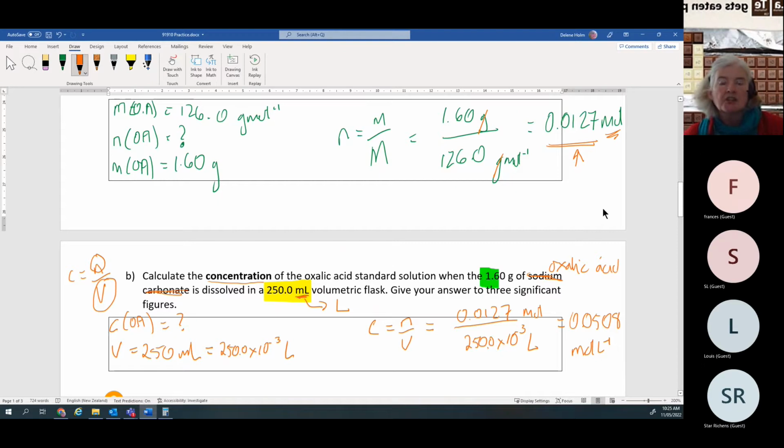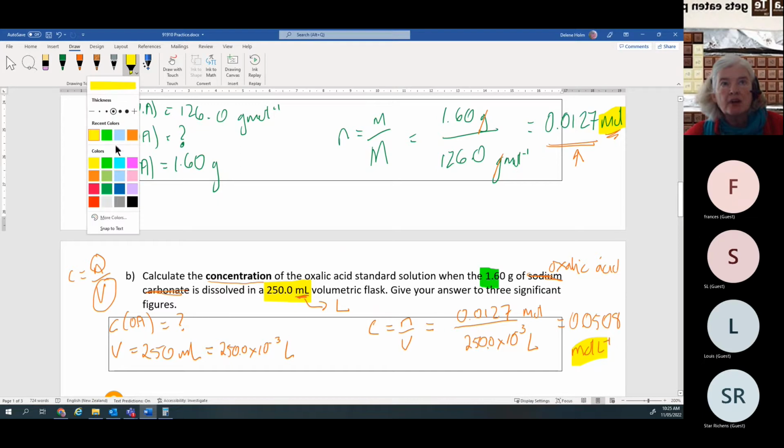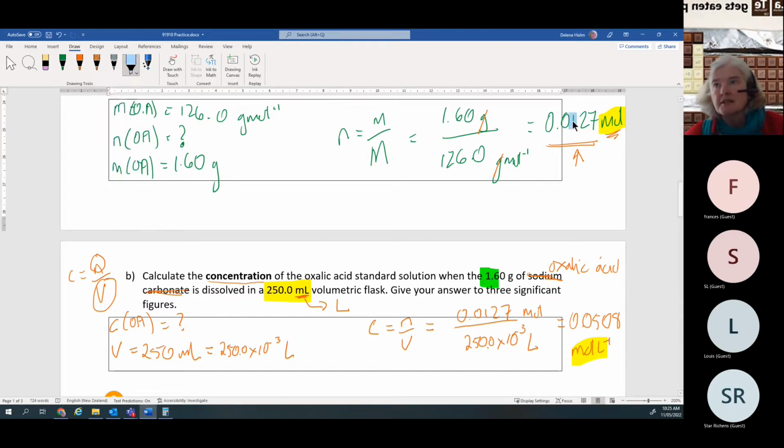Whenever you've finished a calculation, always ask yourself 3 things. Have I put in my units? Have I given my answer to the correct number of significant figures? So there and there. You were told specifically to do it to 3 significant figures, so your answer must be to 3 significant figures for excellence.